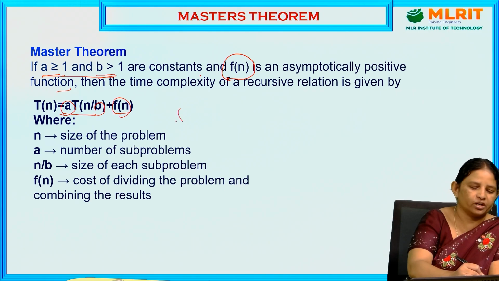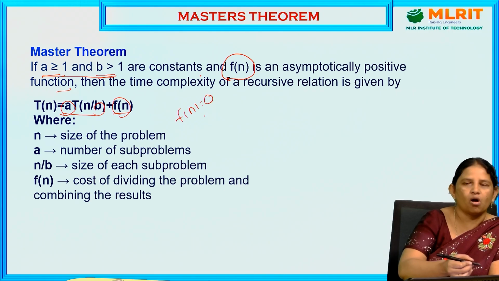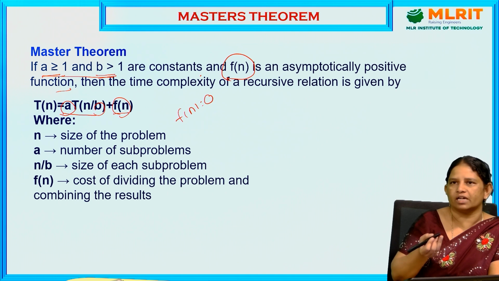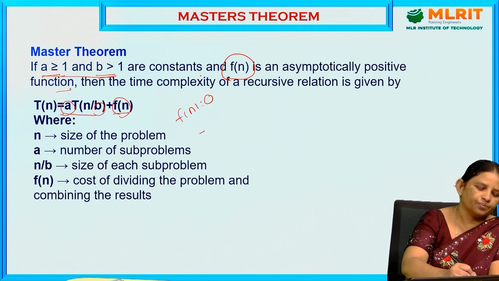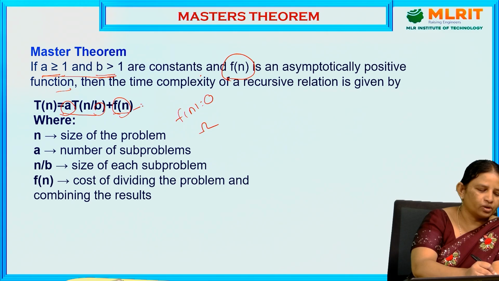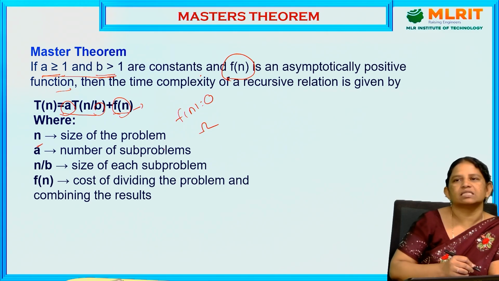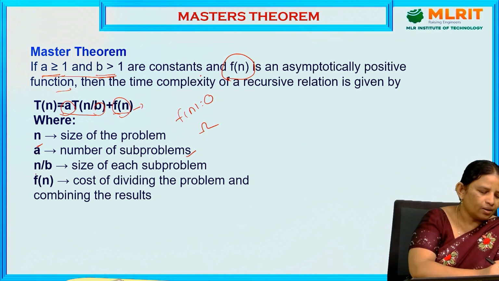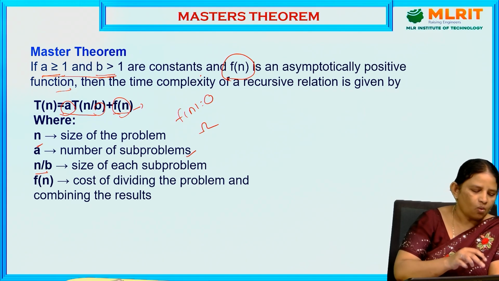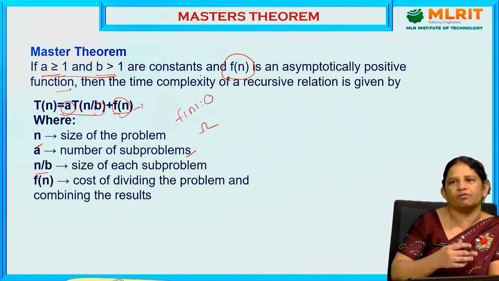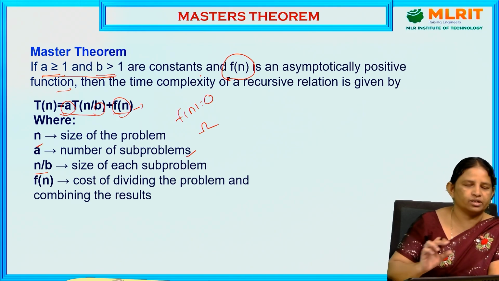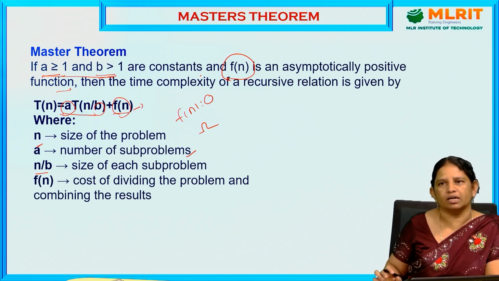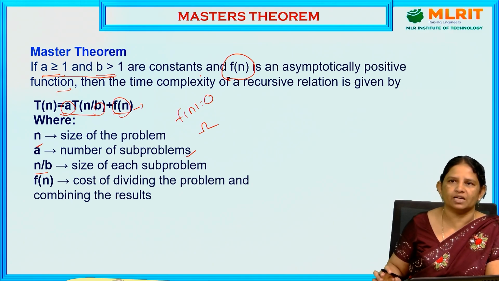That may be an asymptotic function, maybe f of n equals big O of n, or big theta of n, or omega of n. What is n? n is the size of the problem. a means how many subproblems are divided. n by b means the size of each subproblem. What is the cost of dividing the problem and combining the results? That is denoted by the recurrence relation T of n equals a T n by b plus f of n. Let us discuss case by case with the help of examples for better understanding.